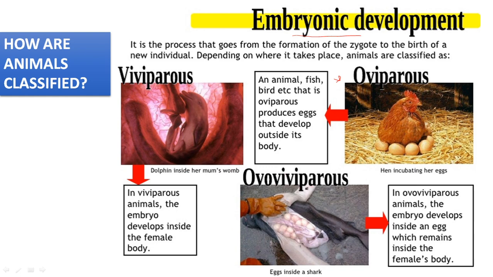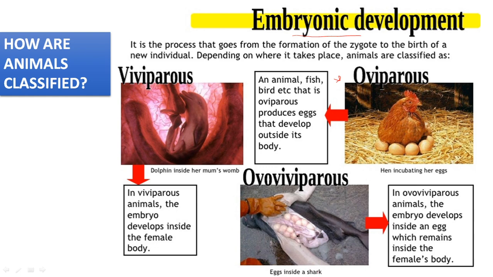And the third type is like a mixture between them, ovoviviparous. In ovoviviparous animals, the embryo develops inside an egg, like birds, right? Or fishes, but the egg remains inside the body of the female animal. So the main example are sharks.